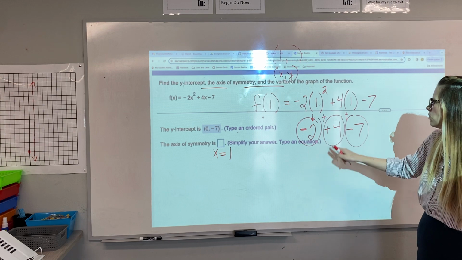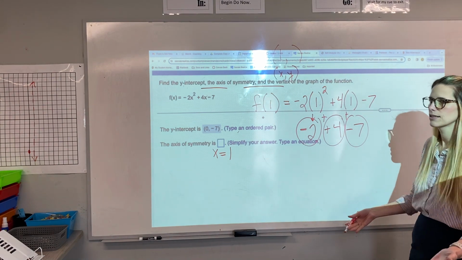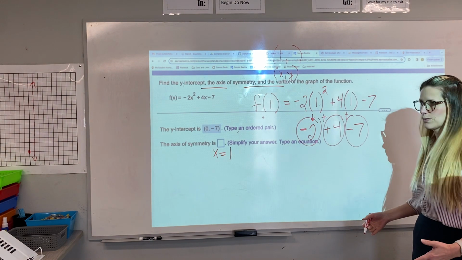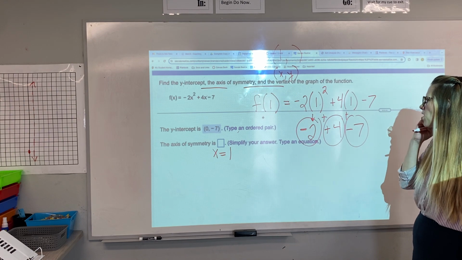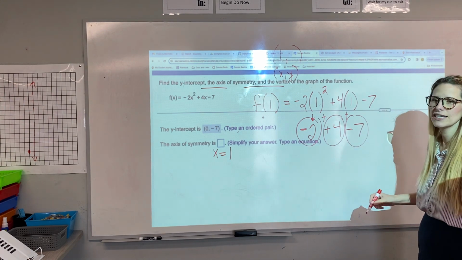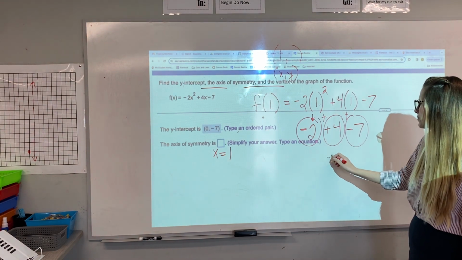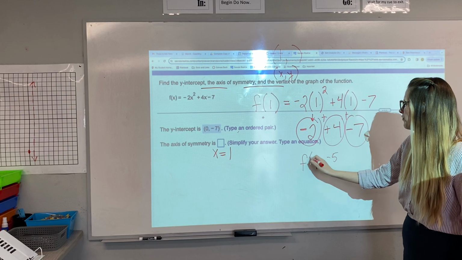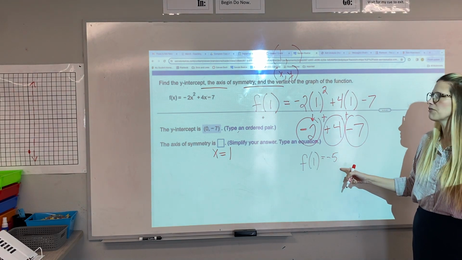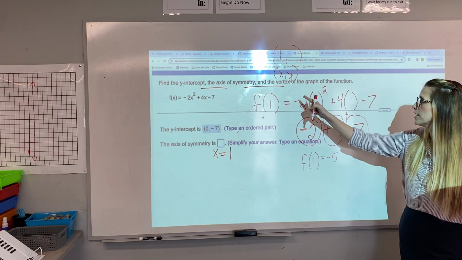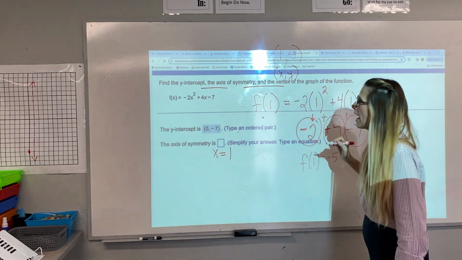We get -2 plus 4 is? -2 plus 4 is? No. 2. 2 minus 7 is? Or 2 plus a negative 7 is? Negative 5. Oh wait, I said I was going to say that. So the function of 1 is negative 5. Meaning when a 1 goes in, a negative 5 comes out.